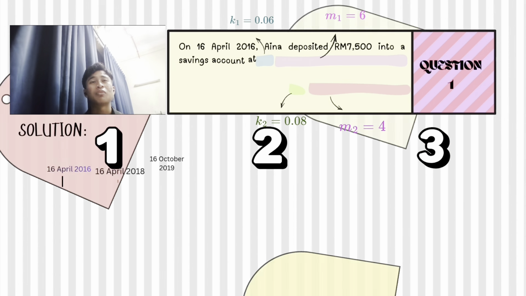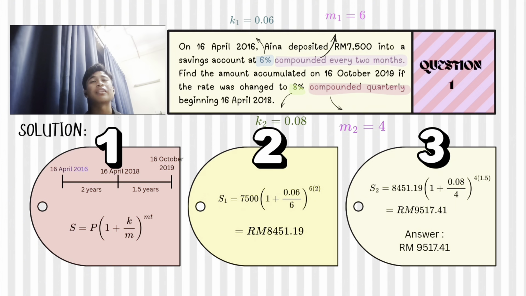On 16 April 2016, I will deposit 7,500 into a savings account at 6% interest compounded every 2 months. Later, on 16 April 2018, the bank changed the rate to 8% compounded quarterly. We are required to calculate the amount accumulated by 16 October 2019.